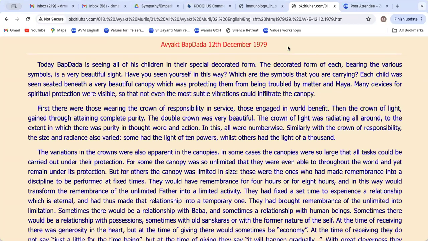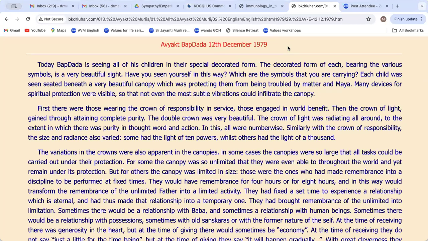So some had the light of 10 powers, whilst others had the light of 1,000. So this is again just symbolic. A 10 doesn't mean really a 10 figure. We know there are main 8 powers, and then you can add to the list many other powers as well. Like the Asht Shaktiyan, which we all know. Then sometimes Baba says the other powers are like the catching power, the touching power. Another one to add could be power of realization. So it's nothing to do with, I feel, just as a churning point, not about the quantity of 10.